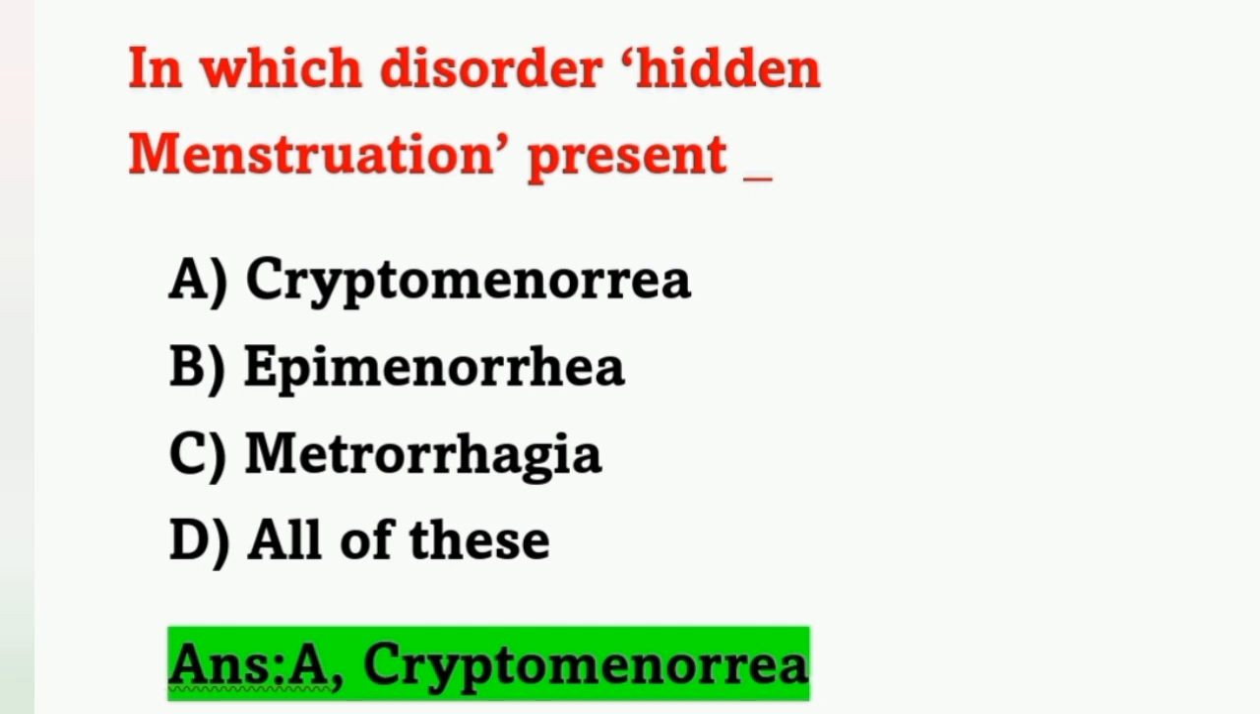And the second option, epimenorrhea. Epimenorrhea is also known as polymenorrhea, that is frequent menstruation. And metrorrhagia, option C, is irregular acyclic bleeding.